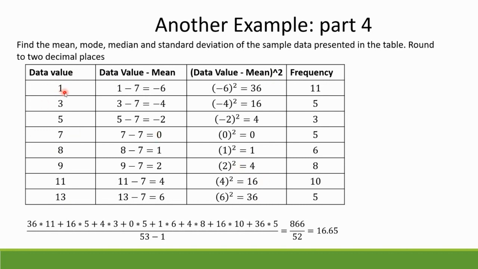So the mean we got was 7, right? Okay, so for each one, we subtract 7. So 1 minus 7, that's -6. 3 minus 7 is -4. 5 minus 7 is -2, and so on. You keep going.